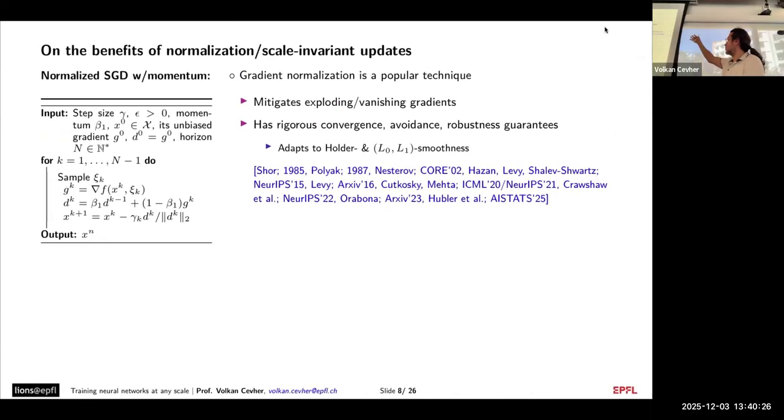But the theoreticians also love this because you can argue that it has rigorous convergence guarantees. I think this Kroshow paper is the one to take a look at. There are avoidance results, there are robustness guarantees. You can talk about adaptation to Hölder smoothness, L0, L1 smoothness, right? Just a throw of theoretical knowledge here and there.